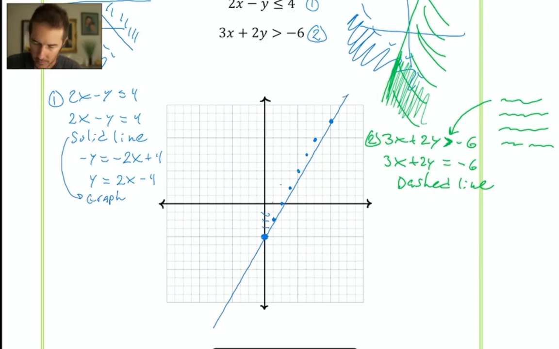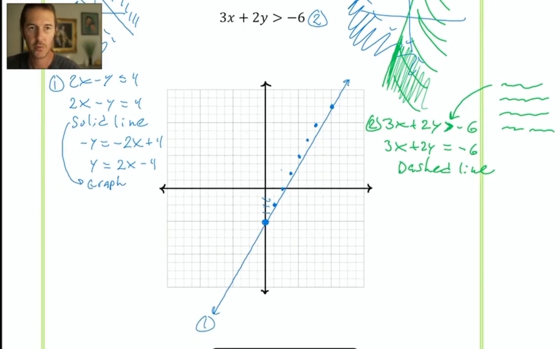All right, so this is line number 1. I'll label it with my 1. It's in blue, so that's helpful. And then let's test. Can I use 0, 0 as my test point again? Yes, it's not on the line. Very good. And I'm going to test it in the original inequality.